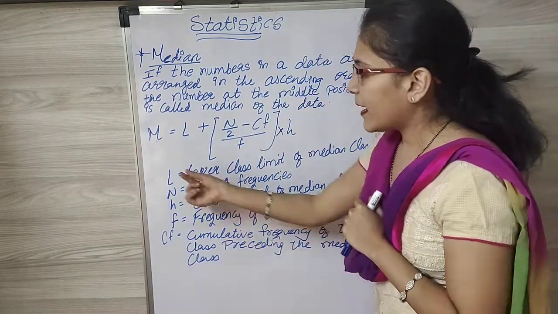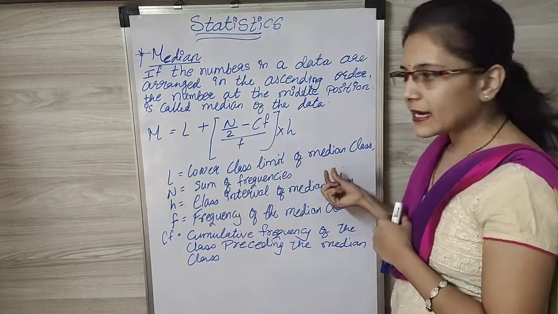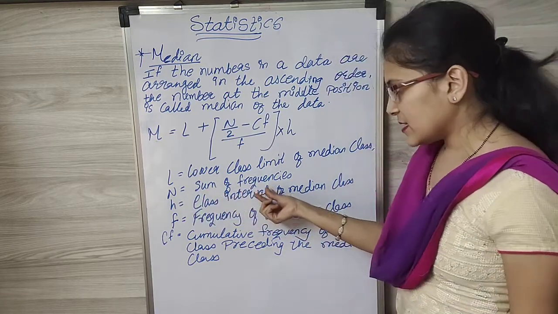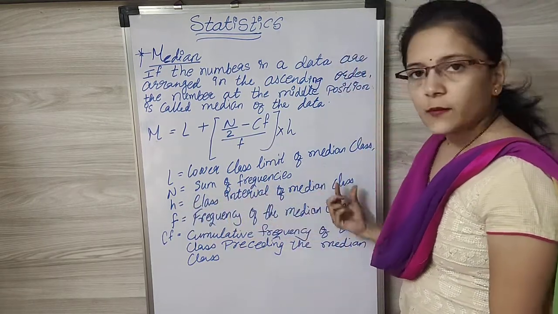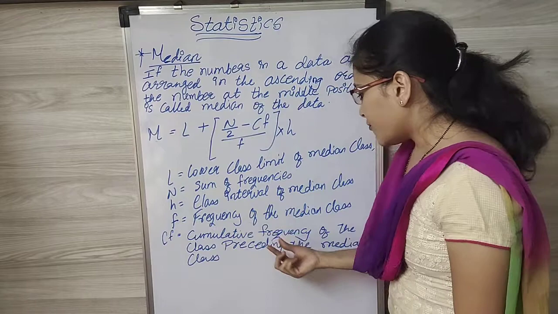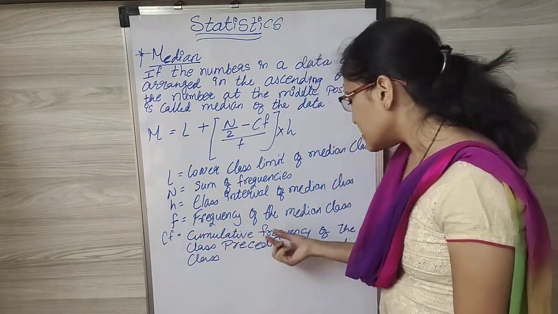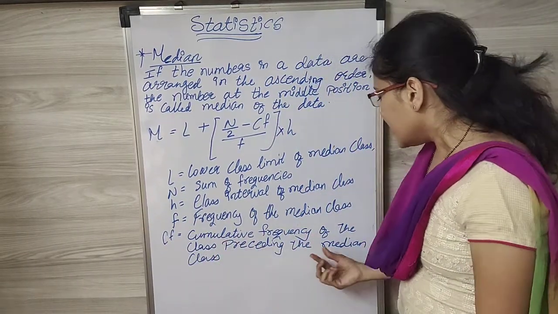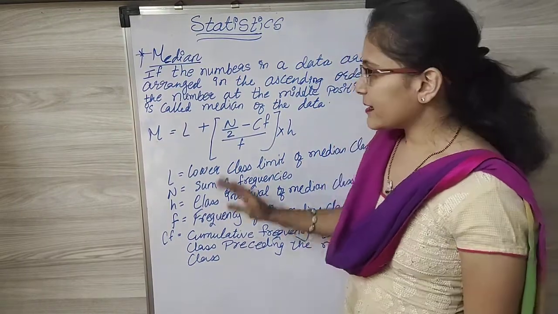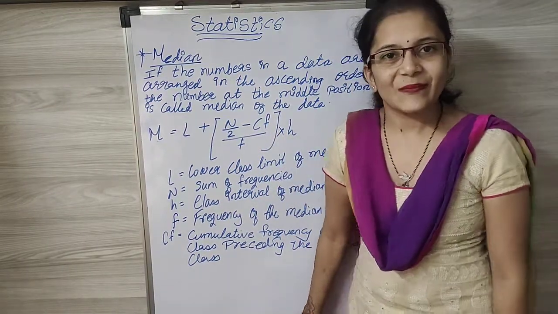This is the formula. L is the lower class limit of the median class. N is the sum of frequencies. H is the class interval of the median class. F is the frequency of the median class. CF is the cumulative frequency of the class preceding the median class. Right? I think you understood the basics.